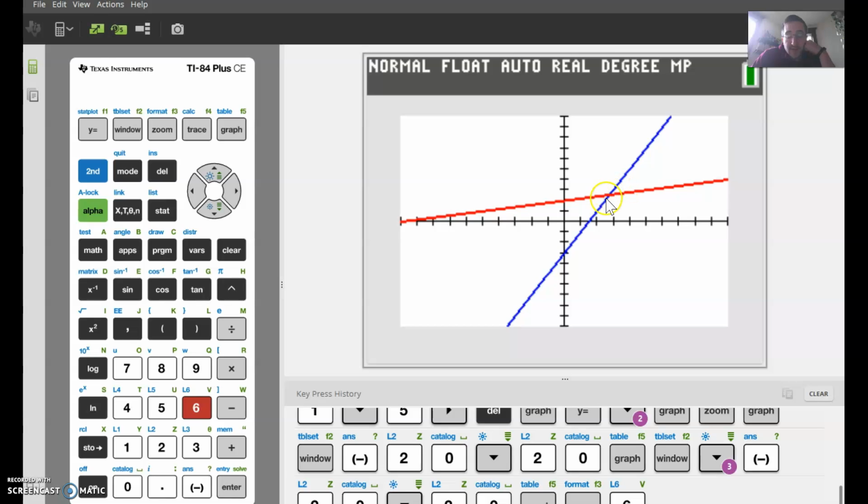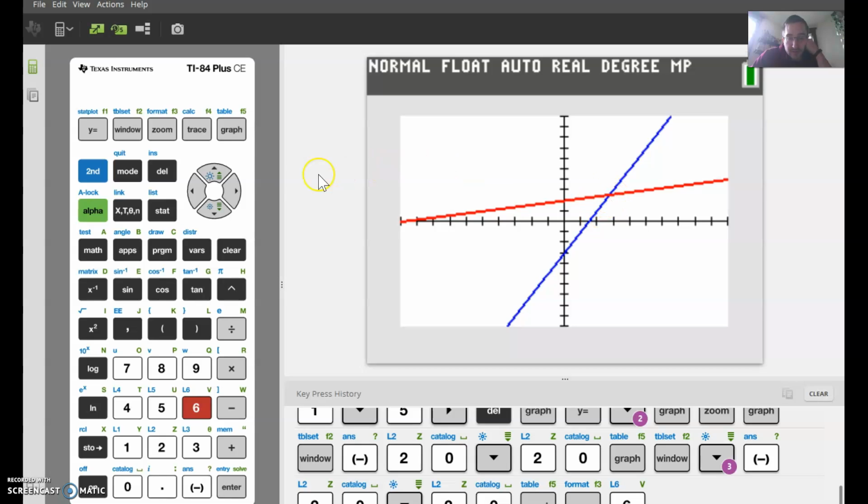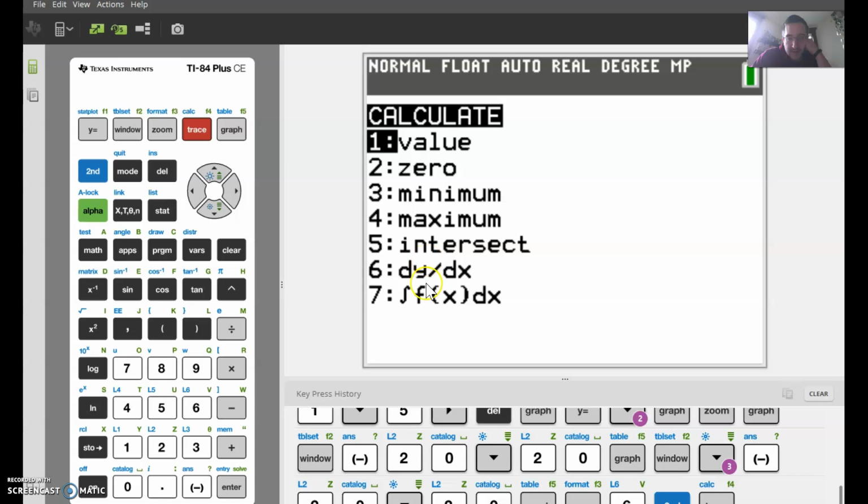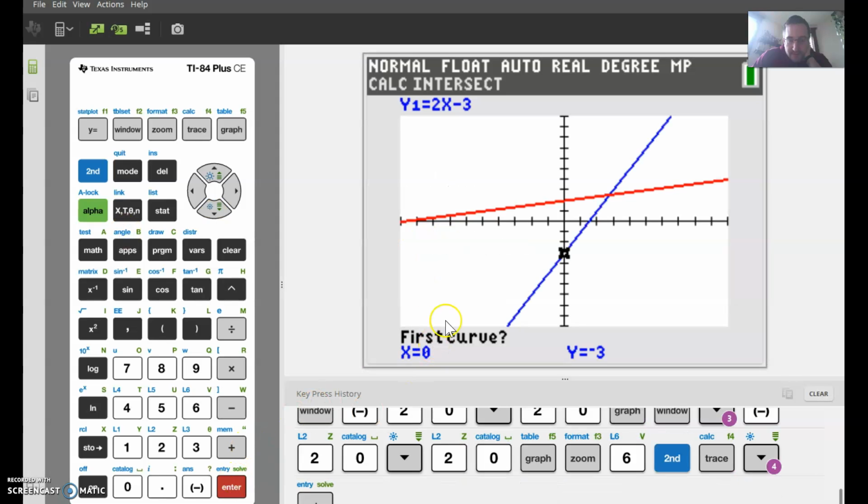And honestly, you can include this in the message to show me that you were watching at this point. The way you find the solution is you press second trace, and it gives you these options. Which option do you think we should choose to find the intersection point? I think that's a pretty good clue. It's number 5.